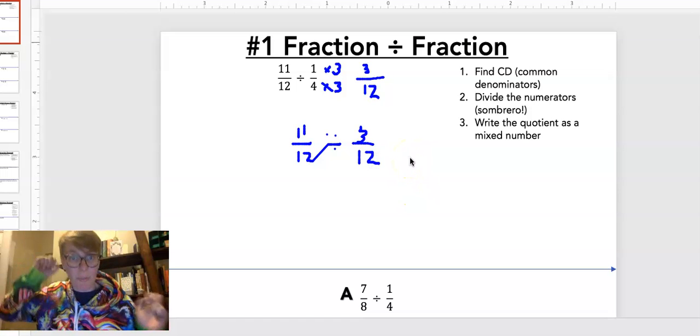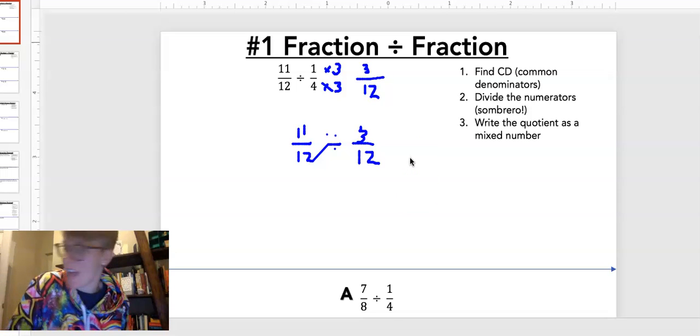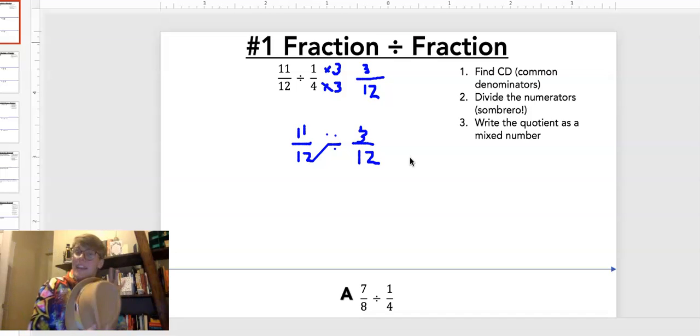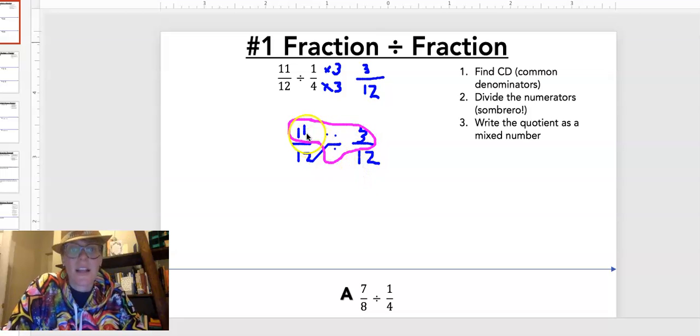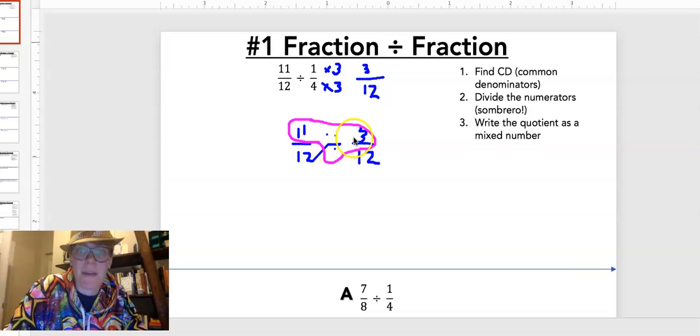Now, right now we're going to divide the numerators. This is when we say sombrero. Now, I'm not as cool as a lot of you. I don't have a sombrero, but I have a nice, semi-cool little hat. So I'm going to do my little step like this. And we're going to divide those numerators. So I'm coming over here like this. I'm drawing my sombrero, drawing with that division sign, and going all the way around like this. This is saying 11 divided by 3.